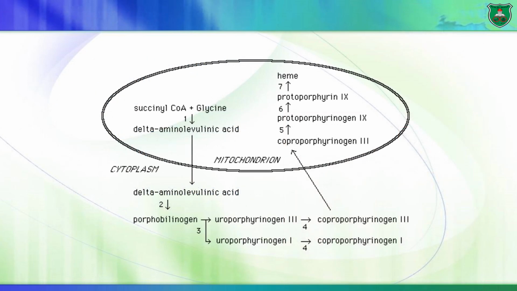So again, this is another look at the synthesis of heme. The first reaction takes place in the mitochondria. ALA is transported out, and it gets converted into all of these intermediates, and then coproporphyrinogen goes back into the mitochondria and it gets converted to heme.